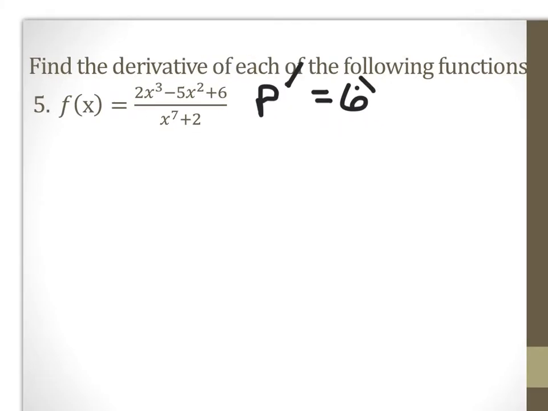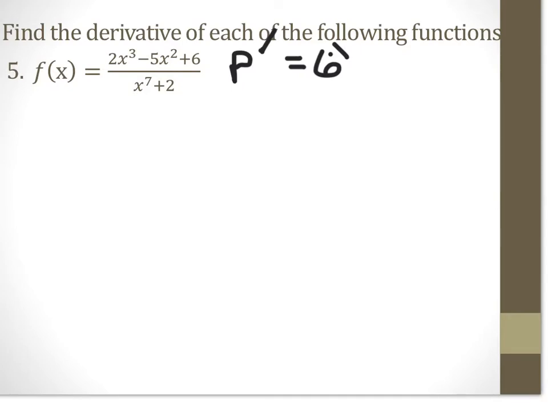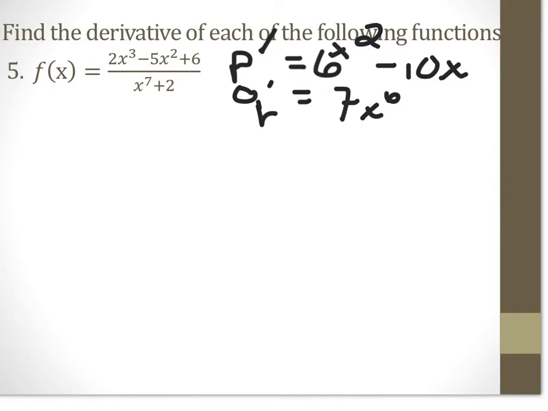Sorry, I keep hitting that with my hand. You get 3x squared. Derivative of negative 5x squared, negative 10x to the first. Derivative of 6 is 0. For the denominator, call it q. Derivative of x to the 7th is 7x to the 6th. Derivative of 2 is 0.